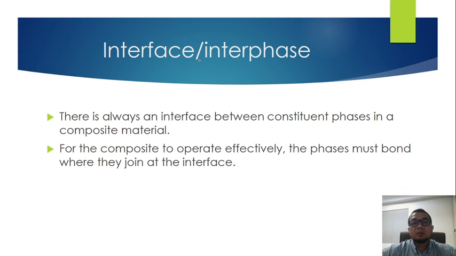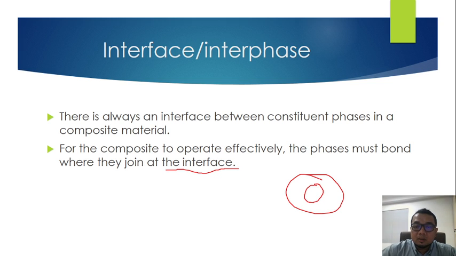So, next we will go into the interface, the boundary between phases. There is always an interface between constituent phases in a composite material. I already explained this in lecture 2, the interface and also the interphase. For the composite to operate effectively, the phases must bond where they join at the interface. I showed what happens if your interface is strong and if it is weak. Let me refresh: this is your matrix and this is your reinforcement. This is what is called the interface. This is the interface between the matrix and your reinforcement.